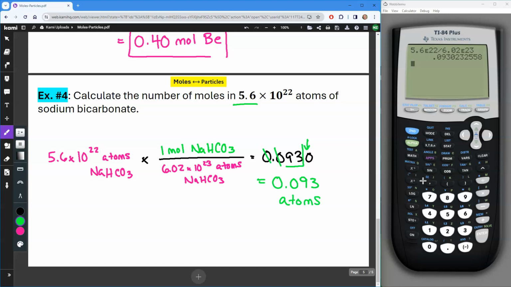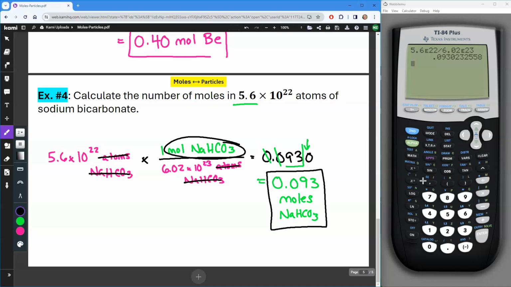of sodium bicarbonate. Oh, sorry. Our units were not atoms, they were moles. Moles of NaHCO3. Maybe I should actually cross off the units, and then I wouldn't get confused. Okay, so there is our final answer. All right, and that's how to convert between moles and particles.